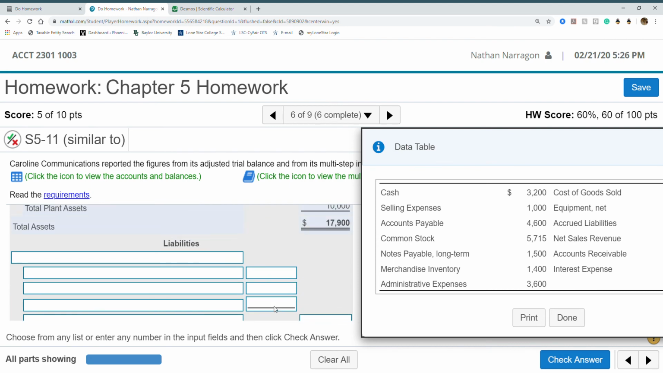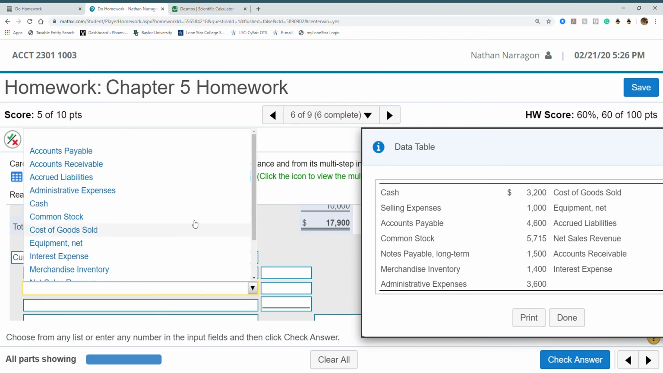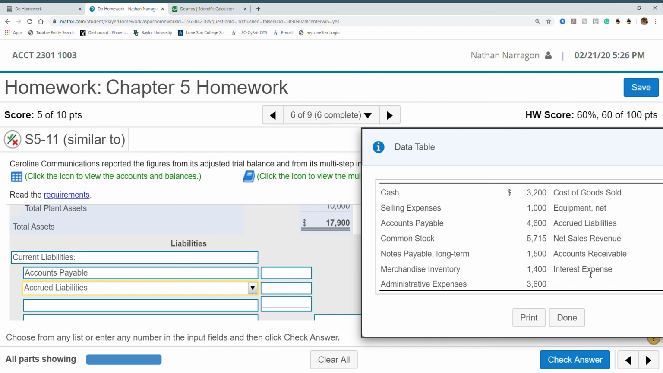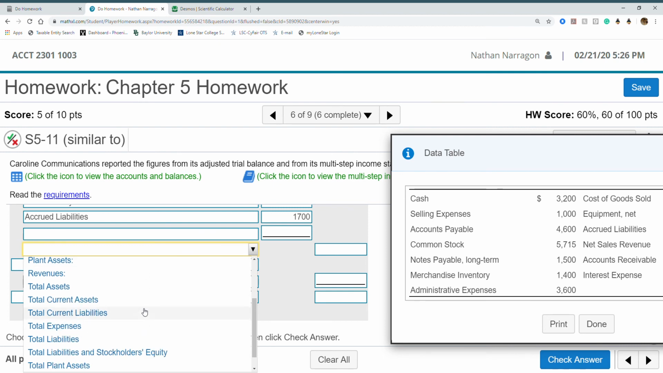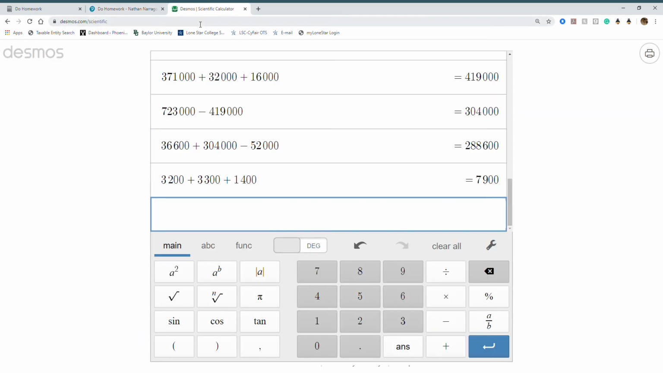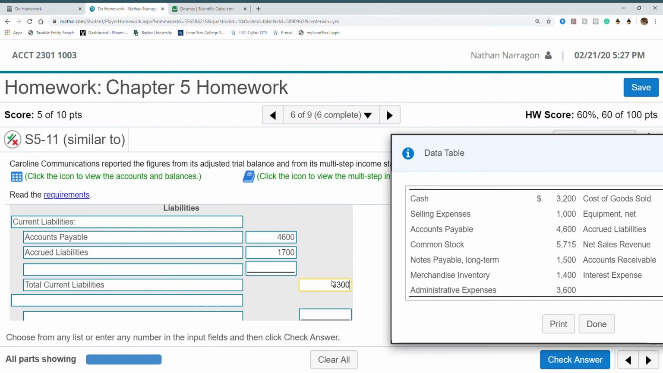Okay. So first, again, current liabilities, which of course is your accounts payable, and we have accrued liabilities. And those are the 2 liabilities we have. So accounts payable of 4,600 and accrued at 1,700. So total current liabilities, $6,300. Okay.